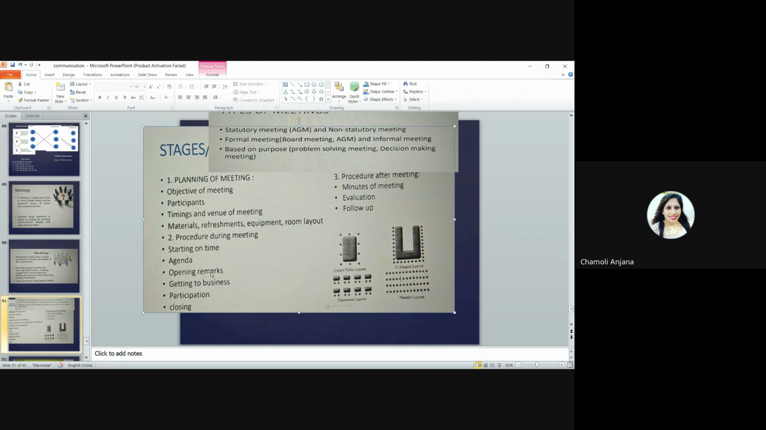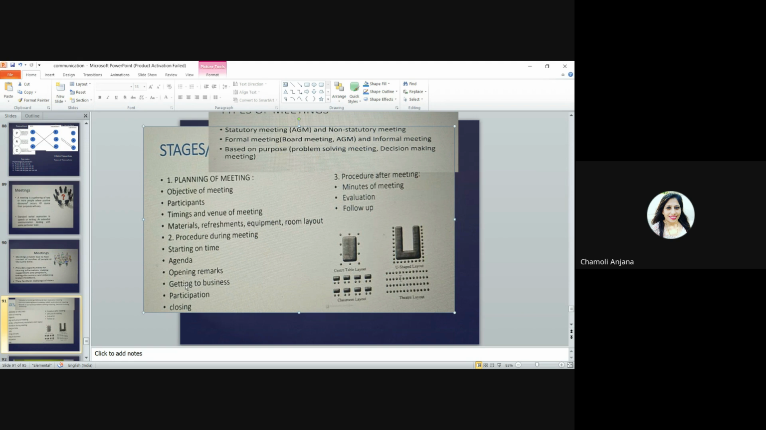Then opening remarks. Opening remarks is when you start the meeting. Whoever is convening the meeting has to give opening remarks where the person has to wish everyone. And in case this is a continuation of the previous meeting, then he will give a summary of the previous meeting, and he will give the gist of what this meeting will be about and what is expected from the participants. And then getting to the business, in the sense the actual meeting will start, where the actual discussion will start.